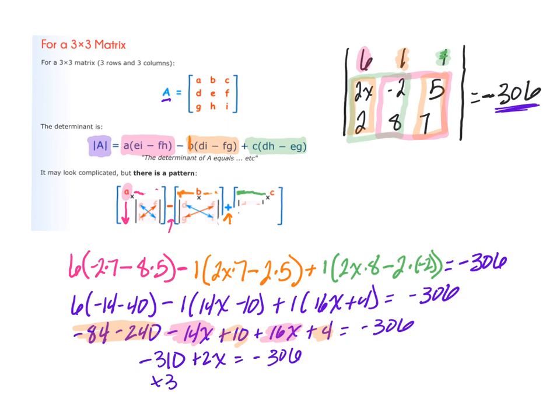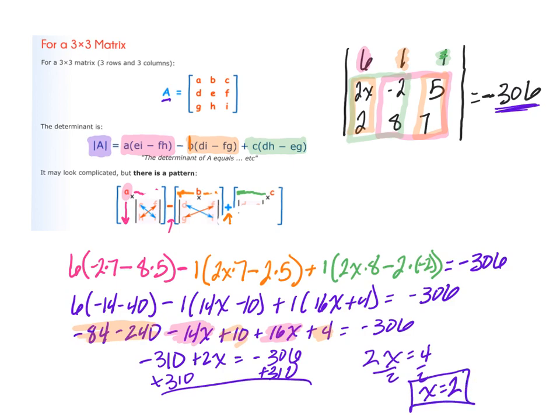I'm going to add 310, and I get 2x equals 4. Of course, you already know the answer here. So x is going to equal 2. And that's how you solve the equation. Once I get it into here, really it's just a matter of solving an equation, which you should be able to do.